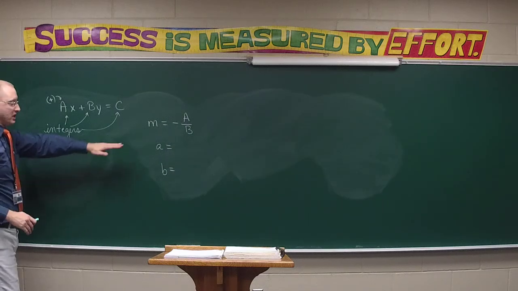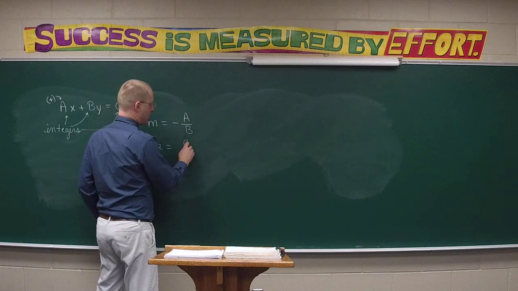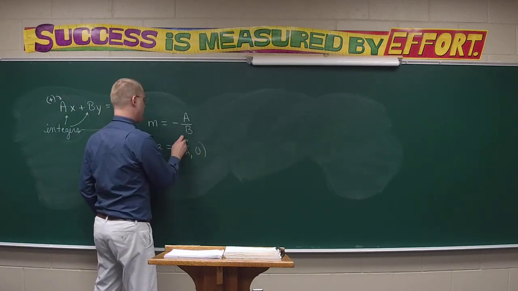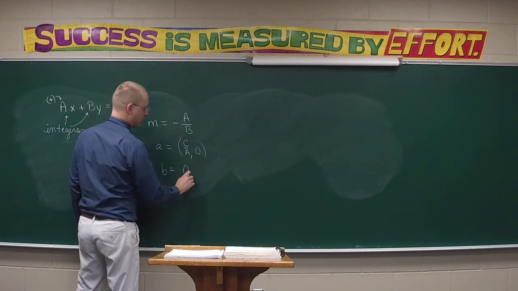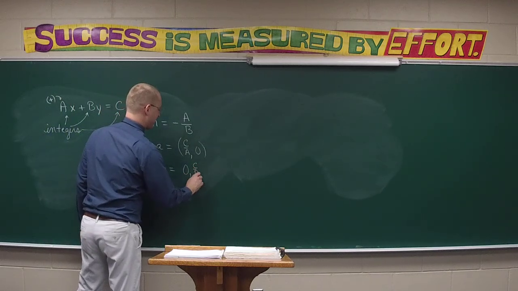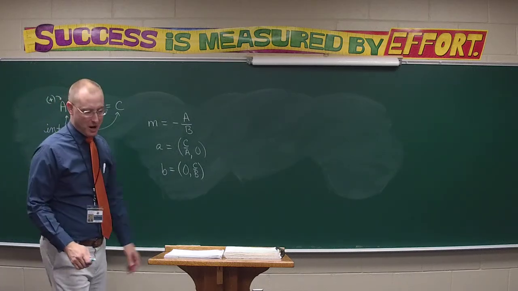The a, which represents our x-intercept, how did I find that, Quentin? C over a. C over a, of course, then is 0. And then the b or the y-intercept. Zero, c over b. There we go, you're tired, it's Friday. All right, so 0, c over b is how we would solve those.